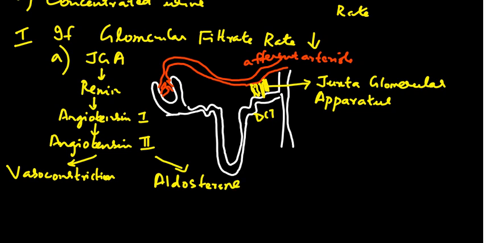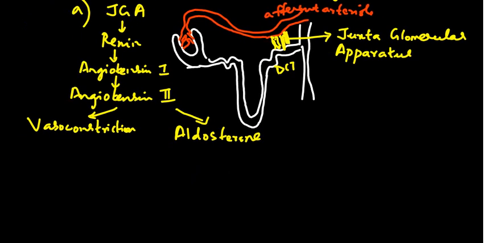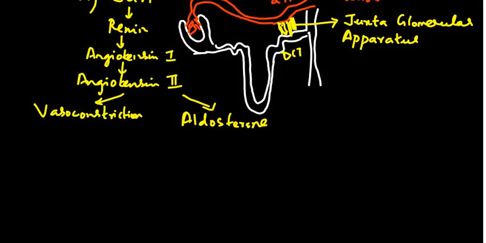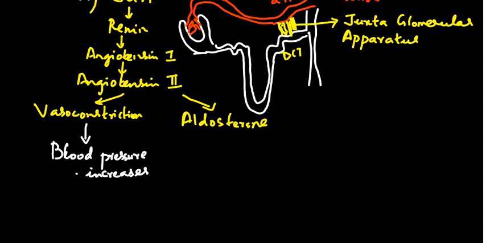Now what the vasoconstriction does is that vasoconstriction causes the blood pressure to increase. So because of the vasoconstriction, blood pressure increases, and when the blood pressure increases, the glomerular filtration rate also increases. And so this is how one of the problems gets regulated. Glomerular filtration rate also increases.